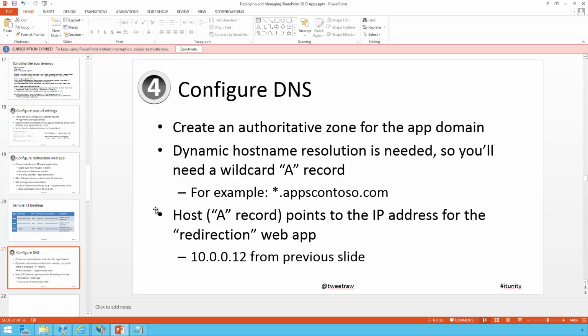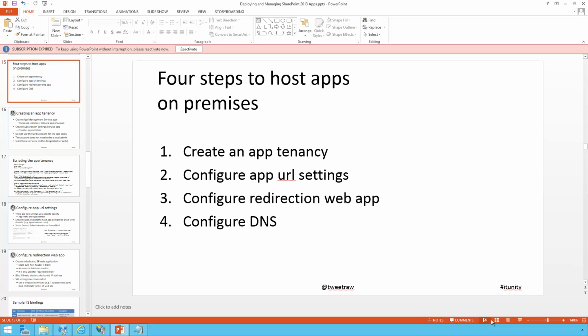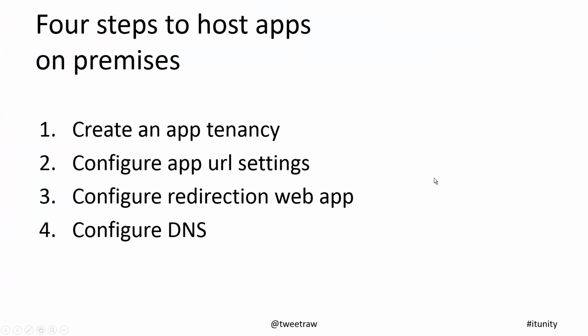I know there's a lot of different steps there, but let me just really quickly recap those 4 steps that are necessary to provision your apps. Right? So you created an app tenancy. Remember, there's 2 service applications you have to provision. Second, you have to configure your app URL settings. That's your prefix and your domain name. We talked about some security implications on how to choose the right domain name.